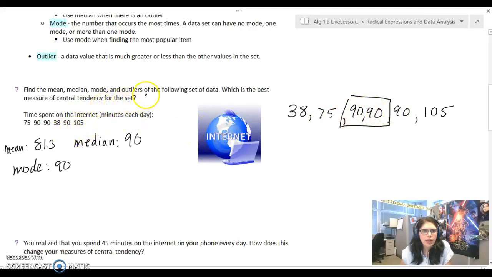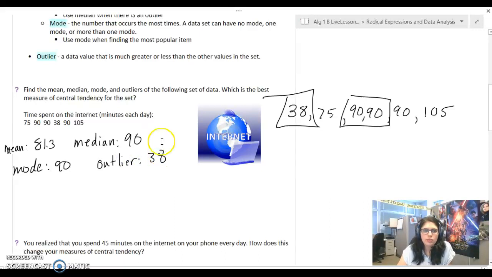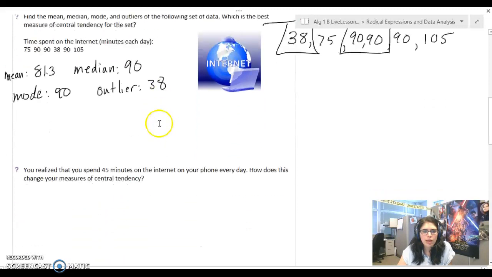And then finally, the outlier. I would say that 38 is definitely an outlier because it's much smaller than 75. And I would say 105 might be an outlier, but if you look at the difference between 75 and 90, that's not so much. That's pretty consistent with 90 to 105. So I think that one is okay. So I would say the outlier is 38. So that would be your mean, median, mode, and outliers.